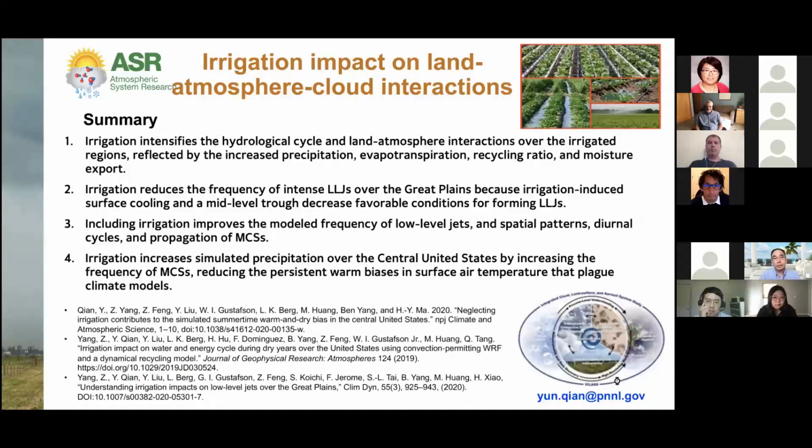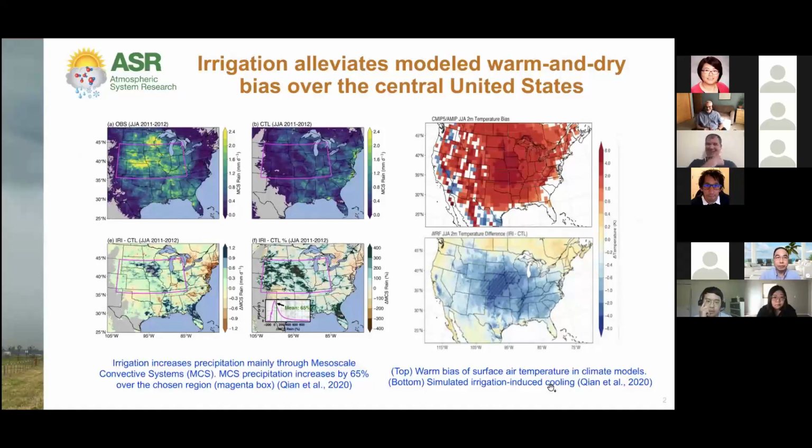Okay, so the third study is the impact on MCS and how consequently irrigation reduced model dry and warm bias. We applied Zerfan's tracking algorithm to monitor and calculate the MCS during the simulation. In the left panel A we can see the observed MCS precipitation, and B on the right side is simulated MCS precipitation in our control run without considering the irrigation. The bottom C and D show the increase of the MCS precipitation induced by irrigation. You can see the percentage increase is pretty large, almost 65% on average.